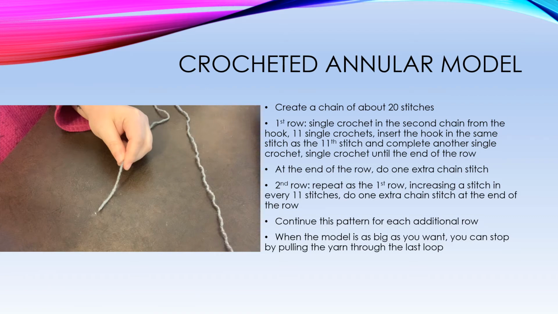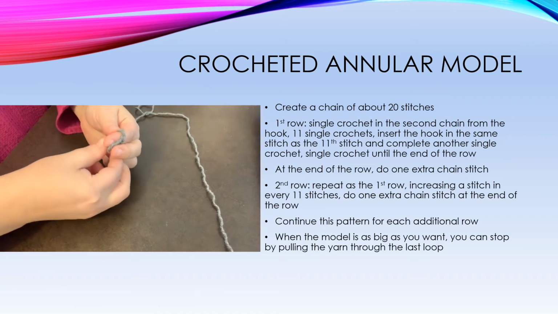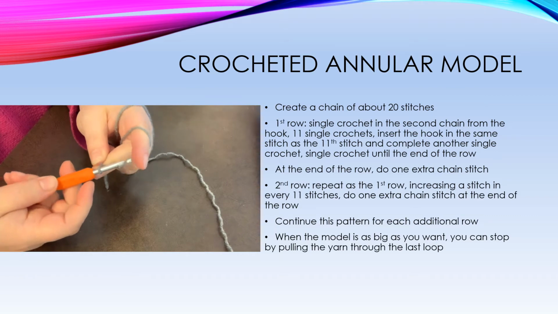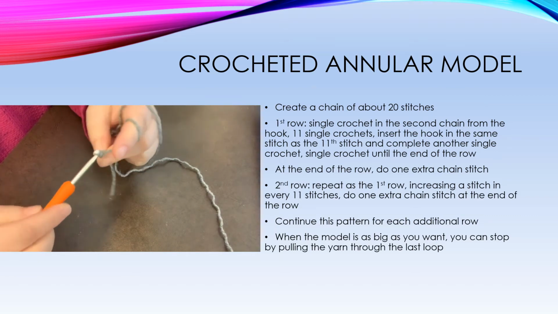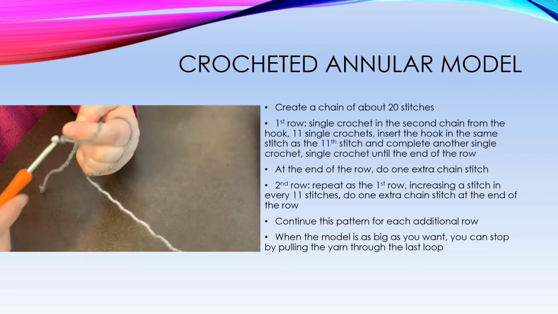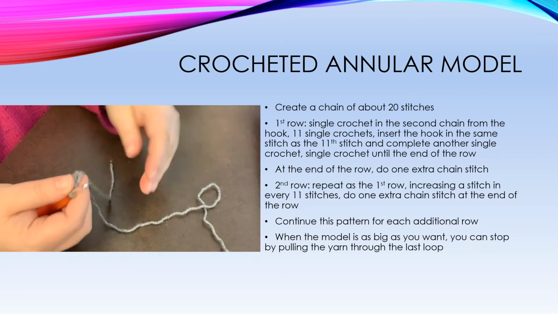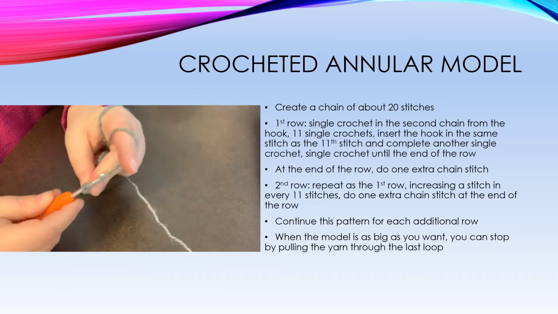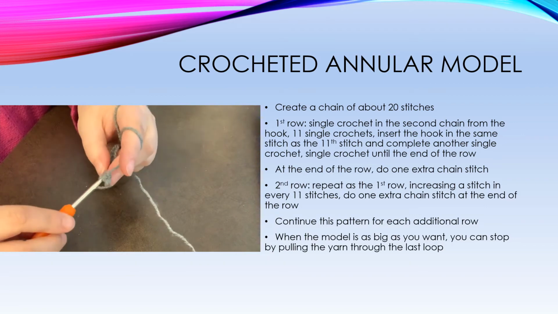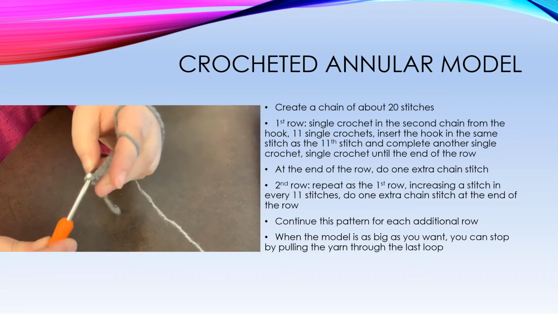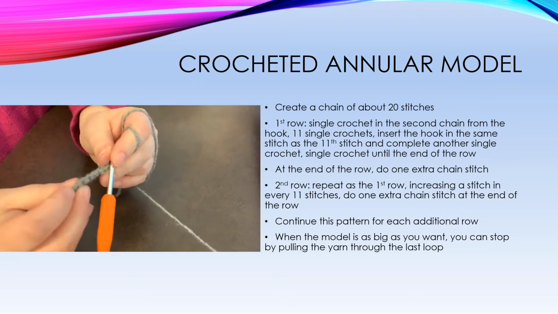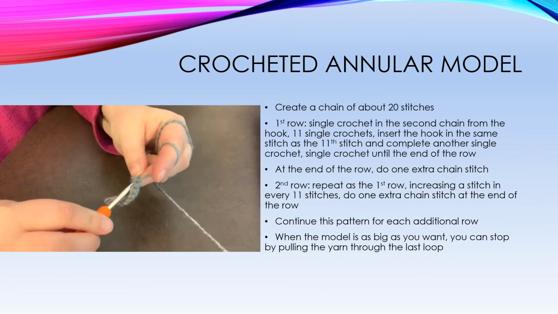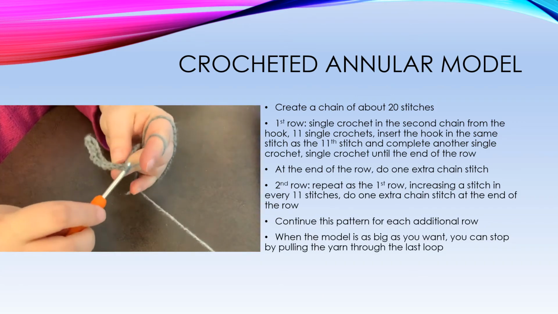To create this model, you need to start with a slip knot that you can attach to your crochet hook. And then we need to create a chain of 20 stitches. We do this by yarning over, which is positioning the yarn so that the hook can pull the yarn through the loop. Once you've got your chain of 20, we start on our first row. We're going to create a stitch called a single crochet, starting in the second chain from the hook. A single crochet is made by inserting the hook into one of the previous chains, yarning over, pulling that through the chain, and then yarning over again to pull through the 2 loops that are on the hook.